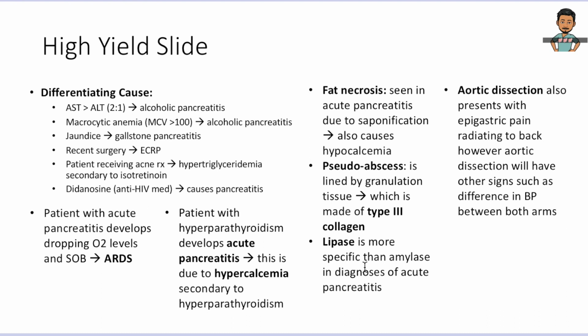Lipase is more specific than amylase in diagnosis of acute pancreatitis. And finally, I told you to remember that chest pain or epigastric pain radiating to the back is pancreatitis, while aortic dissection also can present with a similar pain. But the difference is that in aortic dissection, we're going to have other signs that are available as well. For example, the blood pressure in both arms will be different. The patient will be much more hypertensive. Patient will have a history of hypertension and all that. So just keep that in mind.